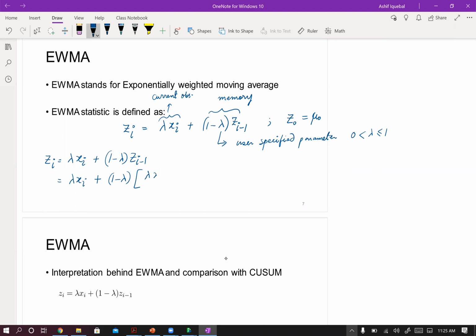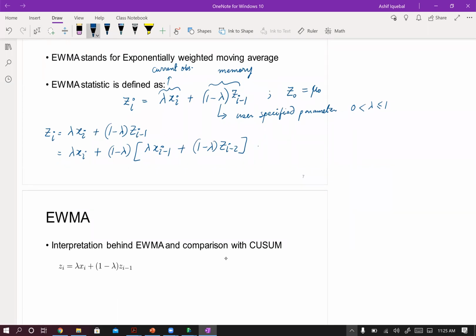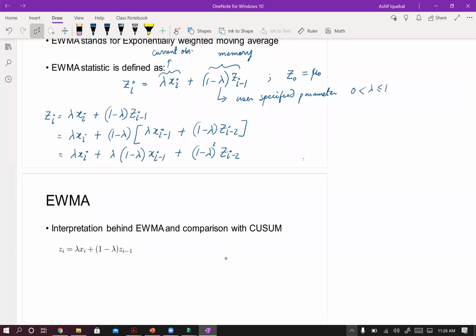So this will be equal to lambda times xi minus 1 plus 1 minus lambda times Zi minus 2. I can do this, right? I have just written down the formula for Zi minus 1. And this gives us lambda times xi plus lambda times 1 minus lambda times xi minus 1 plus 1 minus lambda squared Zi minus 2. So if you keep on expanding this, you will get lambda times xi plus lambda times 1 minus lambda xi minus 1 plus lambda times 1 minus lambda squared xi minus 2 plus 1 minus lambda cubed Zi minus 3.